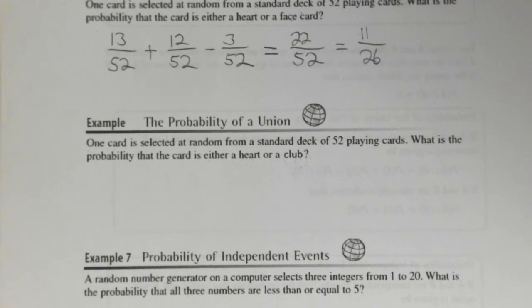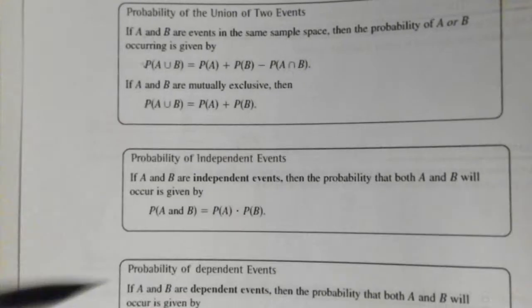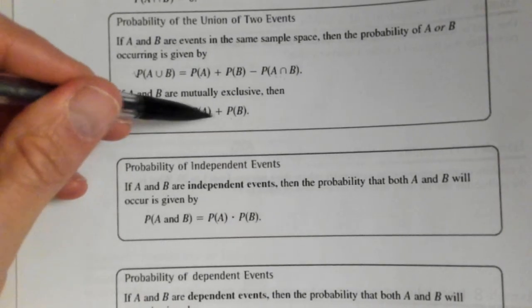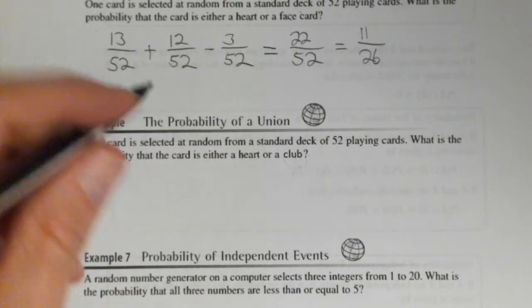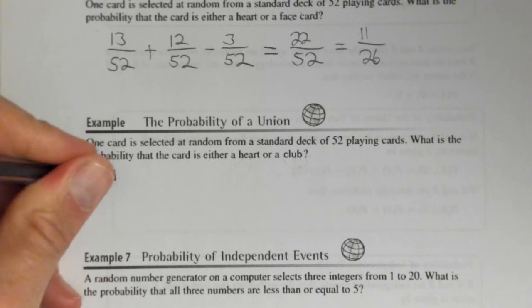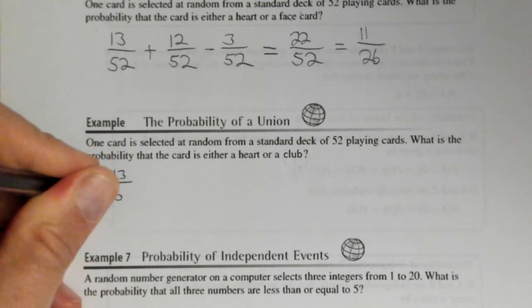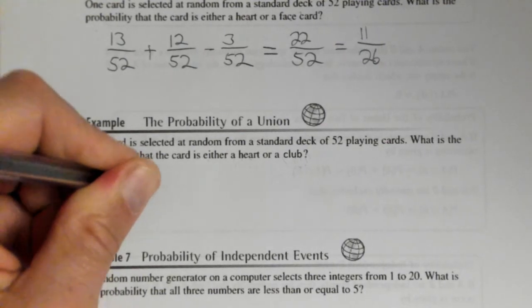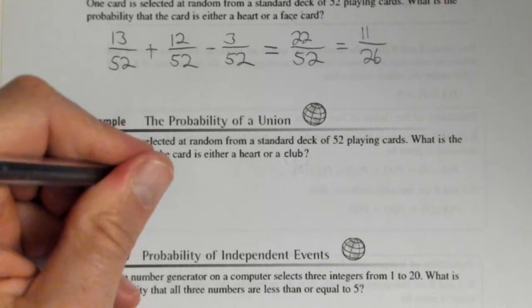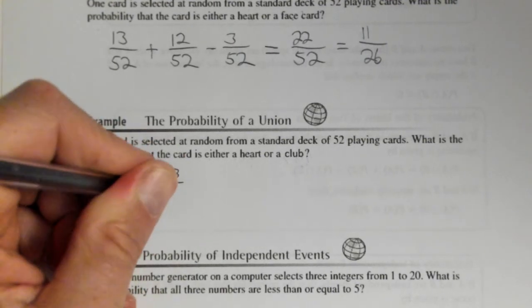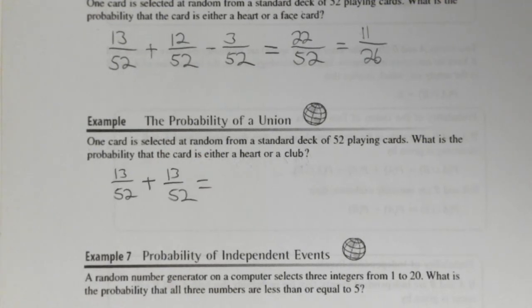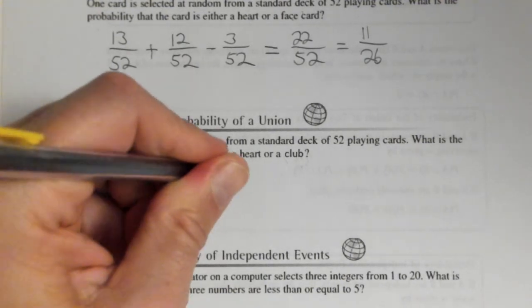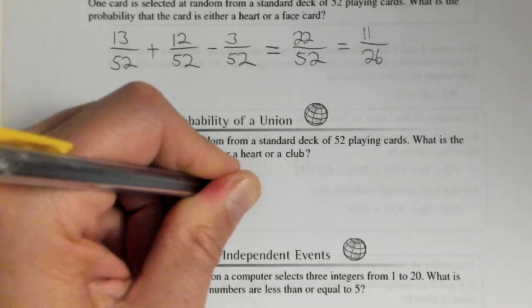Okay, so all I have to do is, since they're mutually exclusive, I just have to add the probability of each one together. So what's the probability of getting a heart? Well, how many hearts are in the deck? There are 13. 13 over 52 plus how many clubs in the deck? 13 over 52. So I have to add those two probabilities together to get 26 over 52.